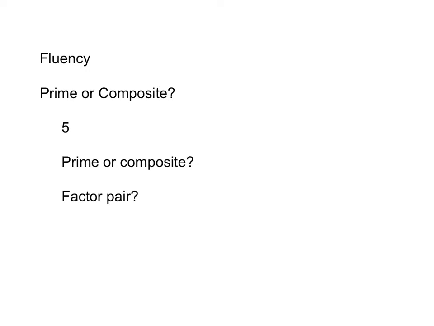All right, we're going to move on now. Do a little bit more with prime and composite like we did yesterday. Look at the number 5. Is it prime or composite? That is a prime number. Our factor pair for that would be 1 and 5.